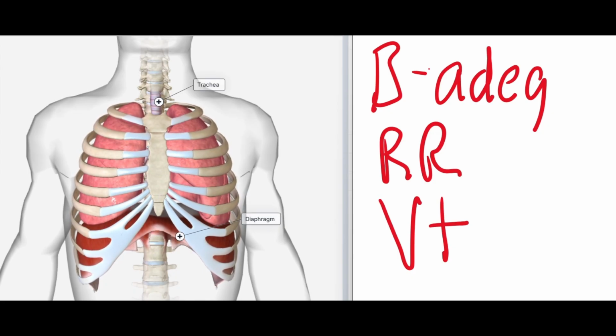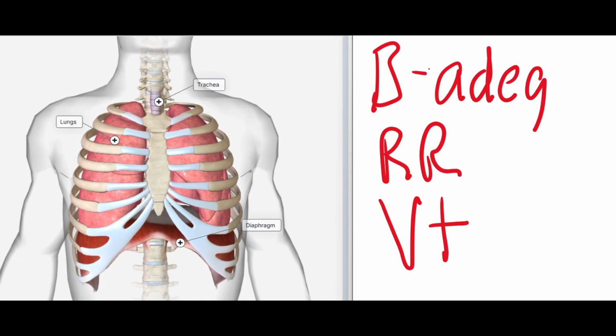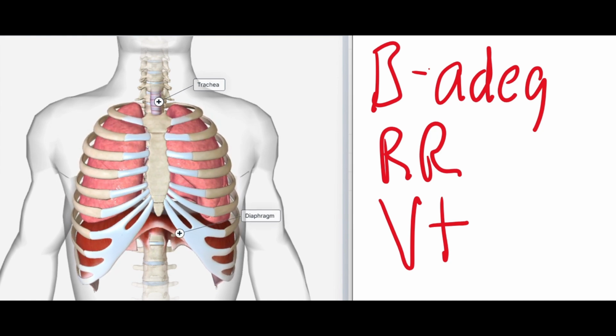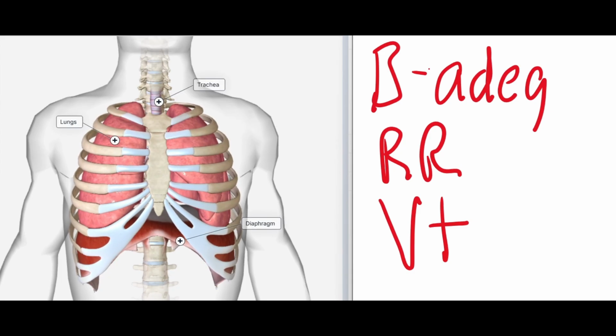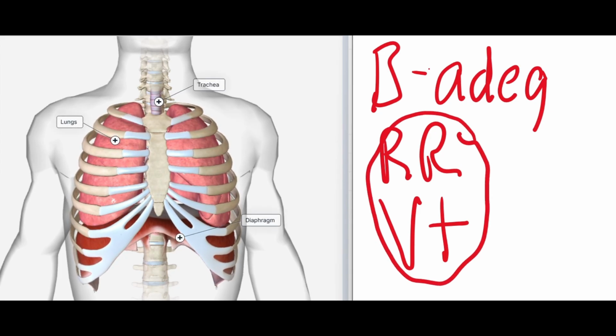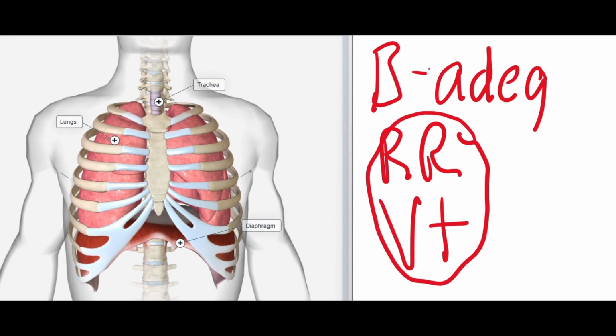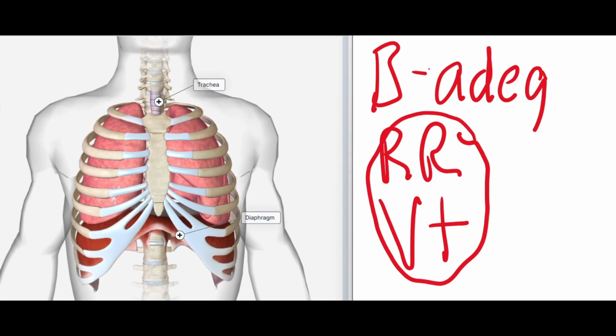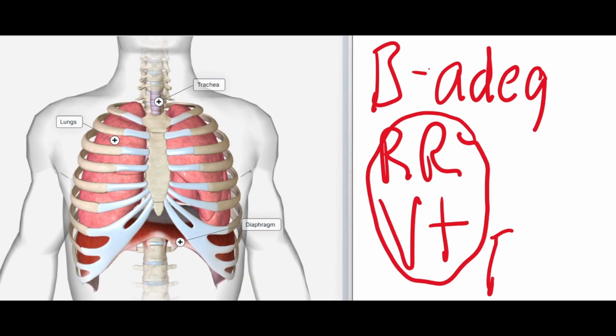If we do not have a good tidal volume and a respiratory rate that's not crazy high or low, we cannot deem it to be adequate. Both of these things together must be good. If you're missing one of these to the extreme, you have inadequate breathing, and we must assist with a bag valve mask.